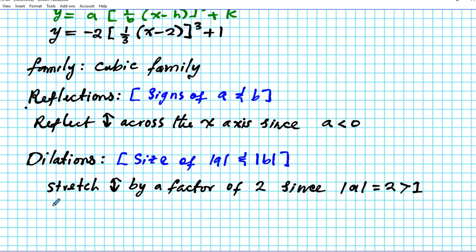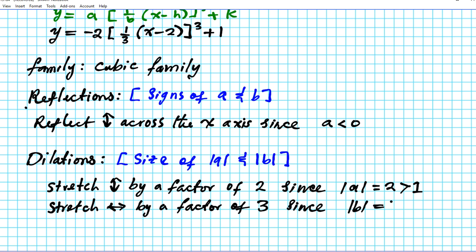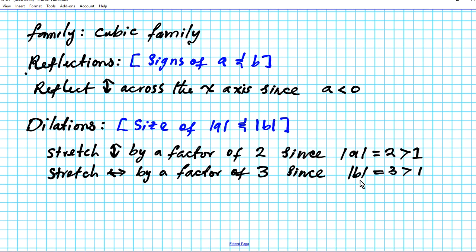How about horizontally? The absolute value of B is 3. So that means we're going to stretch the graph horizontally by a factor of 3. Why? Since the absolute value of B is equal to 3, a numerical value that is greater than 1. Okay? So that's that for our reflections and dilations.